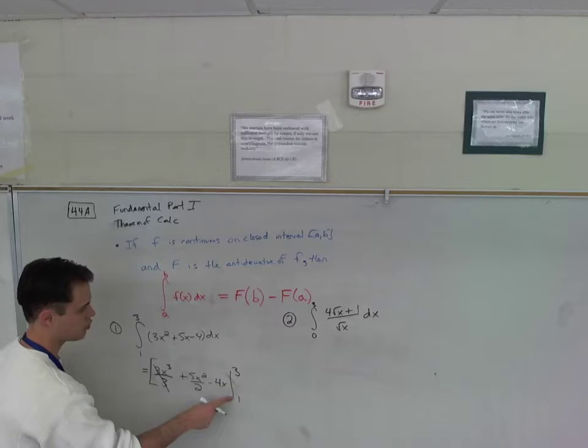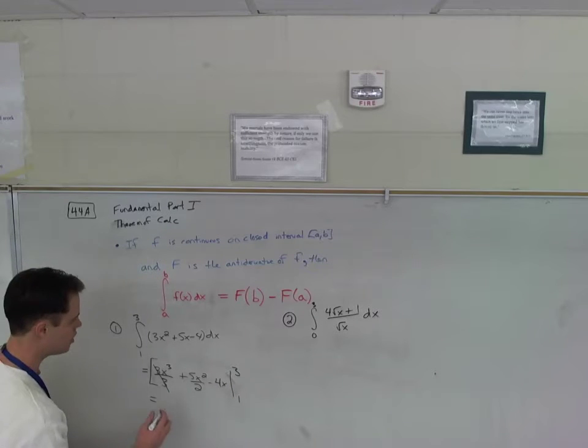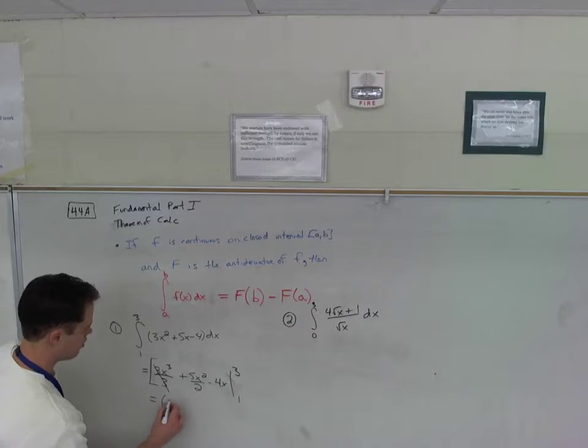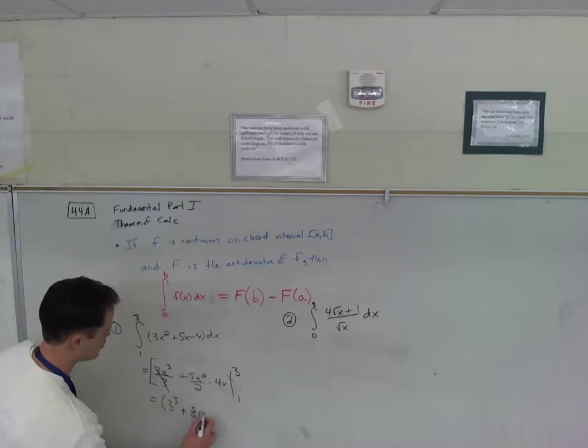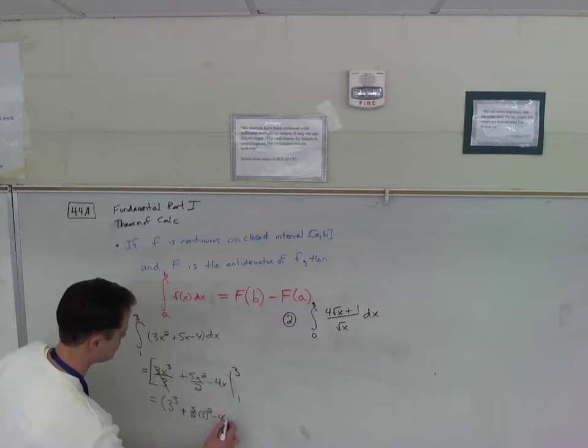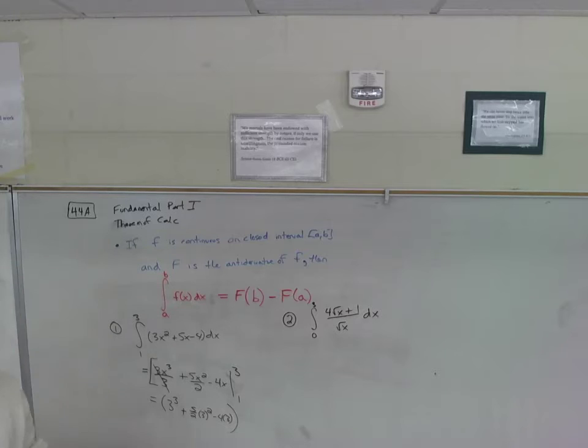Remember the vertical bar meant to evaluate at those two things. So you plug in 3. We get 3 cubed plus 5 halves times 3 squared minus 4 times 3. Notice you want some big parentheses around the edges. Be careful, because the way you mess up here is you don't distribute or something. That's deadly. Minus, now you plug 1 in.